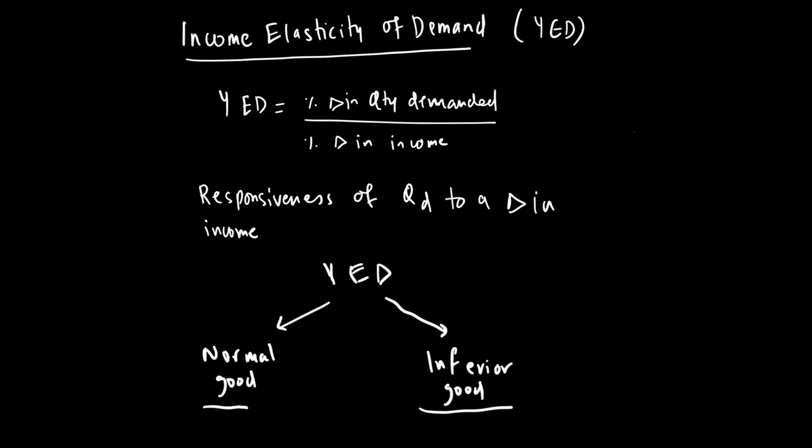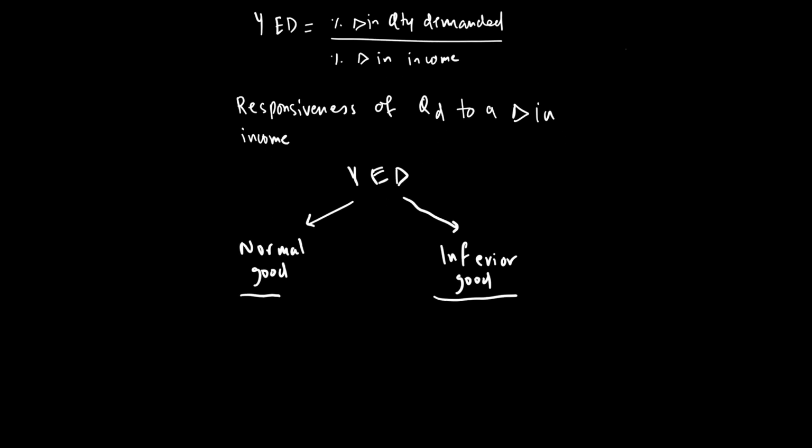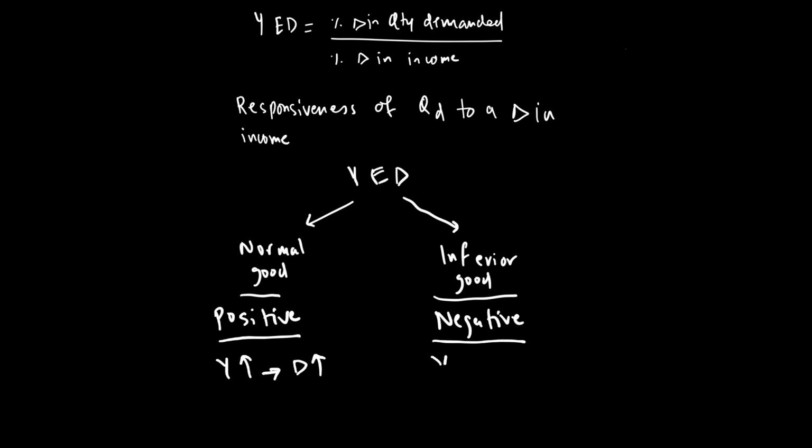When you look at the value of YED, if the value of YED is positive, we say that when the income is going up, the demand is going up. Such a good, as we have explained earlier, where a rise in income causes the demand for a good to go up, we call a normal good. Similarly, if it's an inferior good, the YED of that good will be negative. And the reason why it will be negative is because when the income goes up, we will see demand go down.